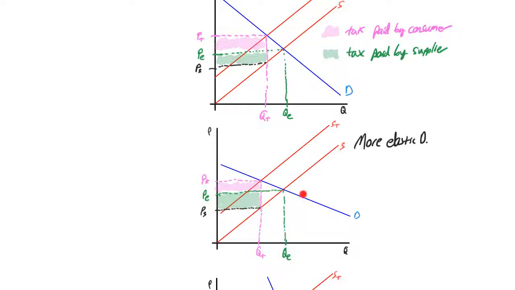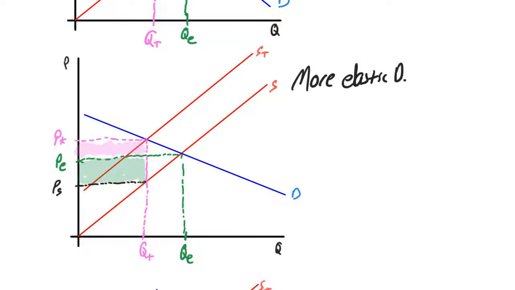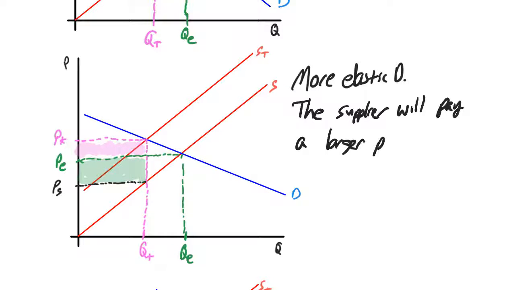Elasticity is related to slope, but it's not just slope, it's more than that. So we can't really talk about saying this is just elastic, but it is definitely more elastic than this previous demand curve. And so let's talk about what kind of conclusions we can draw. When you have an excise tax and a more elastic demand, the supplier will pay a larger portion of the tax, and I'll say tax burden.